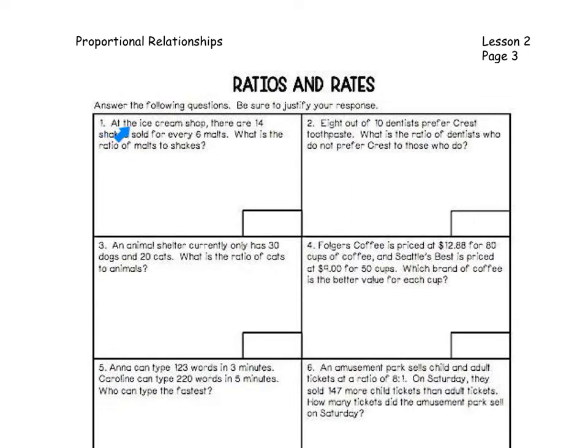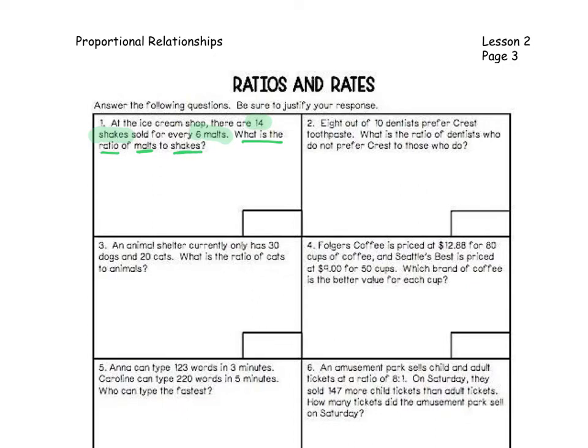So number 1 says, at the ice cream shop, there are 14 shakes sold for every 6 malts. What is the ratio of malts to shakes? First of all, let's highlight what's important information we're given. We've been told that there's 14 shakes, so if we write the number 14, it's all about the shakes. And 6 malts, so the number 6 is regarding the malts. The question they're asking us is, what is the ratio of the malts to the shakes?